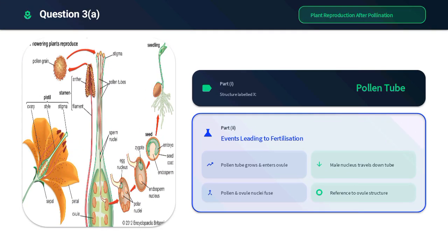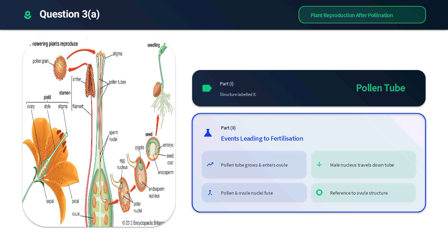Question 3. Part A shows a stage in plant reproduction after pollination. Part 1 asks for the name of structure X. Looking at the diagram, X is the pollen tube. This tube grows from the pollen grain down through the style toward the ovule.